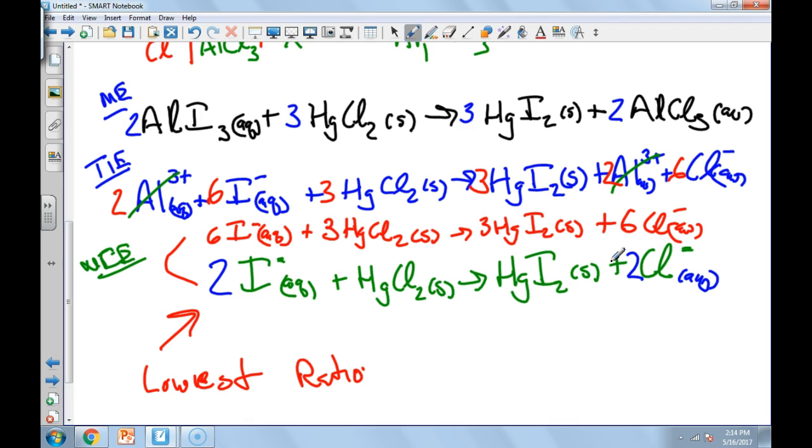So that's that sample problem. It gives you an idea of everything that's involved in what I'm expecting for this worksheet.